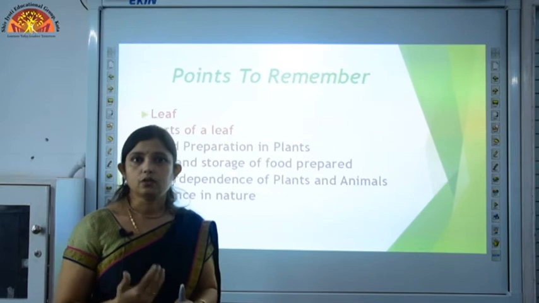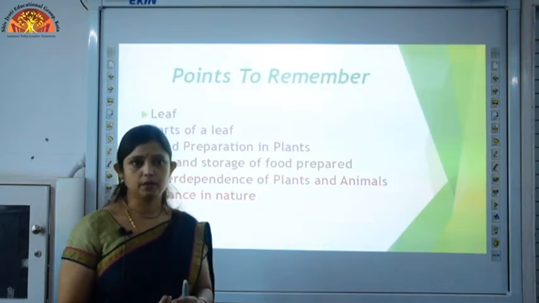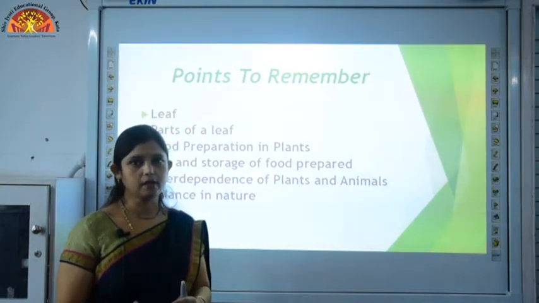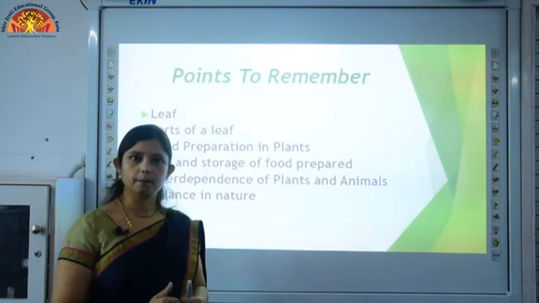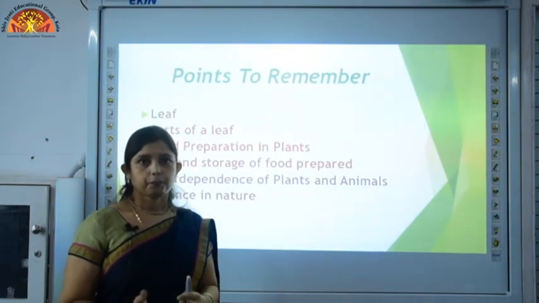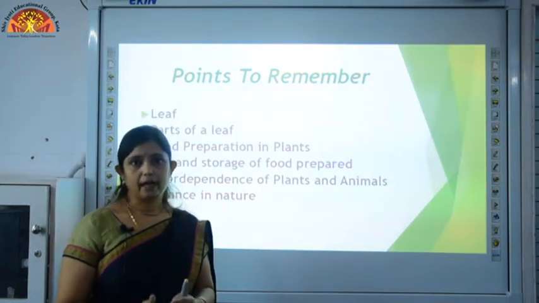And if the number of animals decreases to a very low level, then what happens? Then the carbon dioxide which is provided by the animals into the air for the plants to prepare their own food will become insufficient for the plants. So in this way there can be an imbalance in nature.